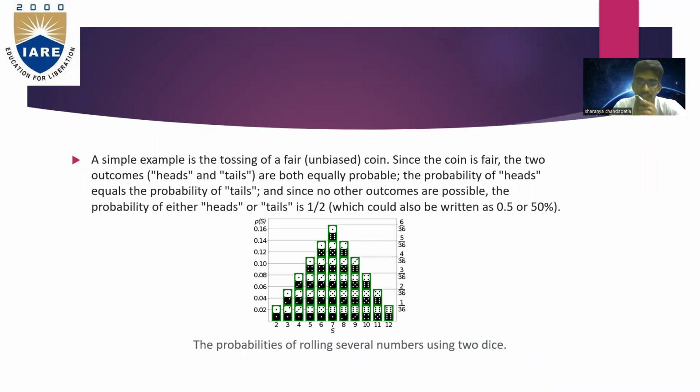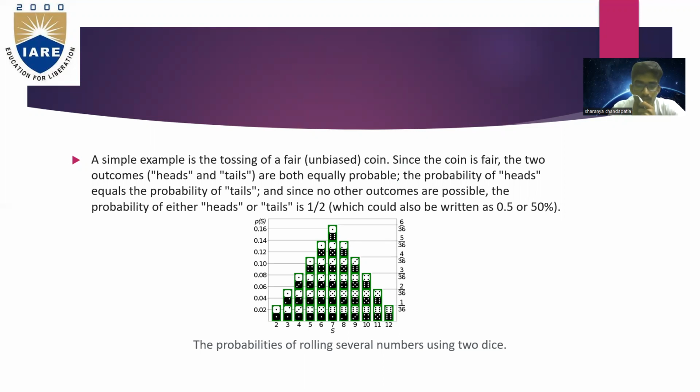A simple example is the tossing of a fair, unbiased coin. Since the coin is fair, the two outcomes, heads and tails, are both equally plausible. So the total number of outcomes is two: one is head and one is tail. There is an equal possibility of getting heads and tails. The probability of heads equals the probability of tails, and since no other outcomes are possible, the probability of either heads or tails is 1 by 2, which could also be written as 0.5 or 50%.